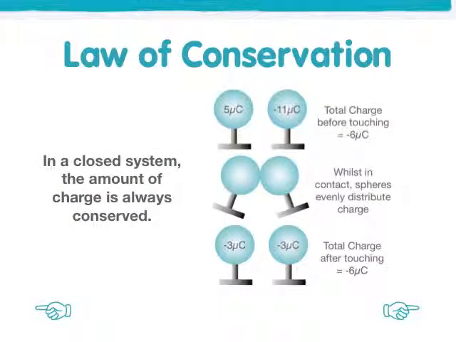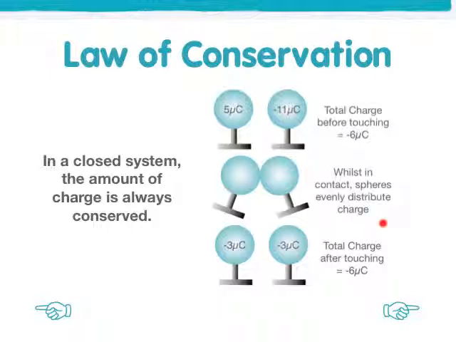Now let's have a look at some of the questions about charging objects up. It's very important to remember that in a closed system, the total amount of charge in the system is always conserved. So when you have two objects interacting with each other, the total charge that they have should stay the same. As you can see here, we have 5 and we have minus 11. The total charge before touching is minus 6.